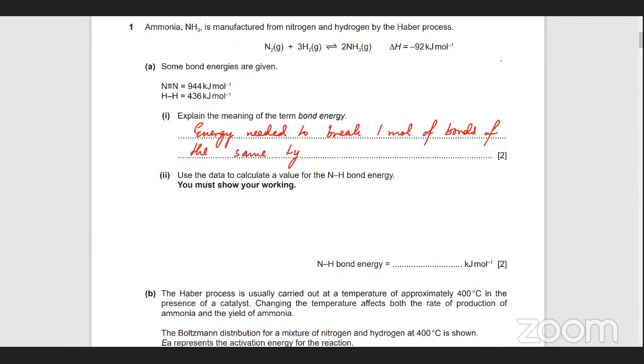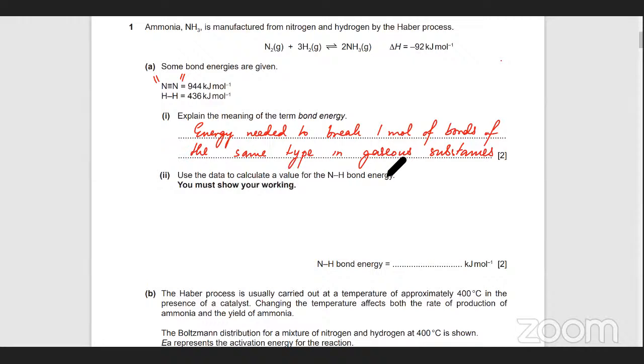Really, if you're trying to break this N triple bond N, you're basically trying to break 1 mole of these bonds. So bonds are of the same type in gaseous substances. So that's very important, that they should be gaseous substances. So they're going to be broken in gaseous substances. And remember, bond energies are not going to be applied if the substance is a liquid, because there would be other intermolecular forces present as well.